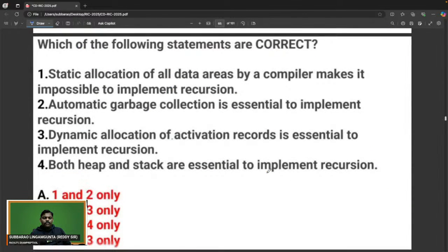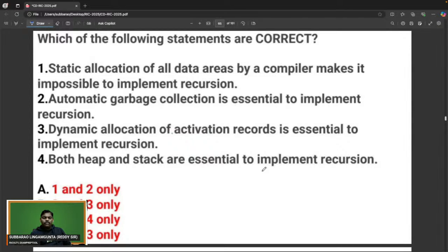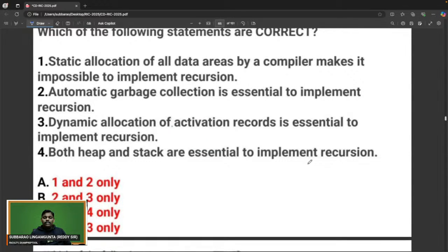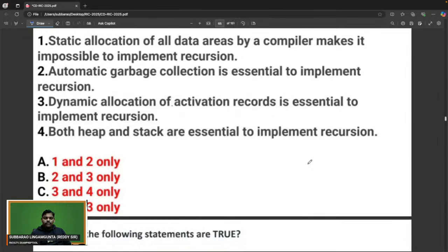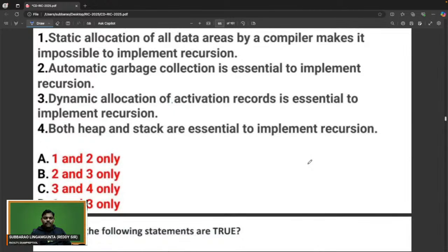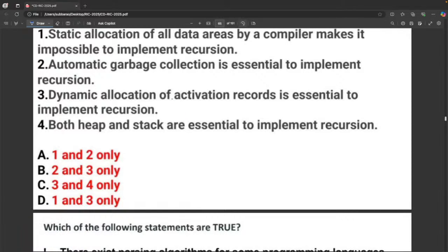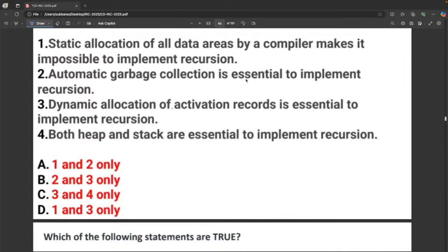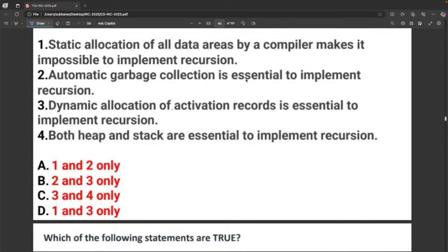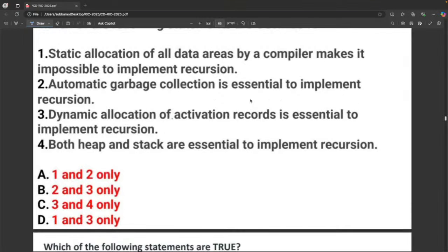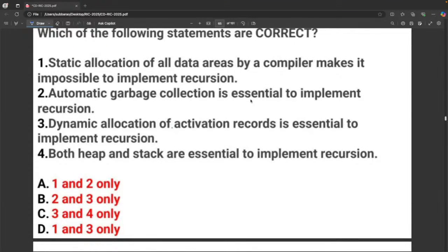Yeah, fine. Can you see this? Which one of the following statements is correct? Check one time. Which one is correct? Everyone try.